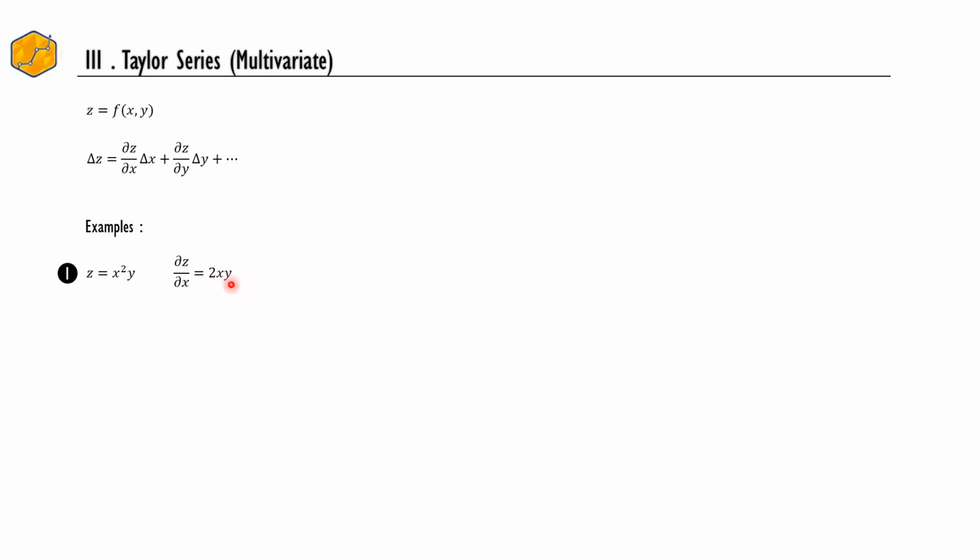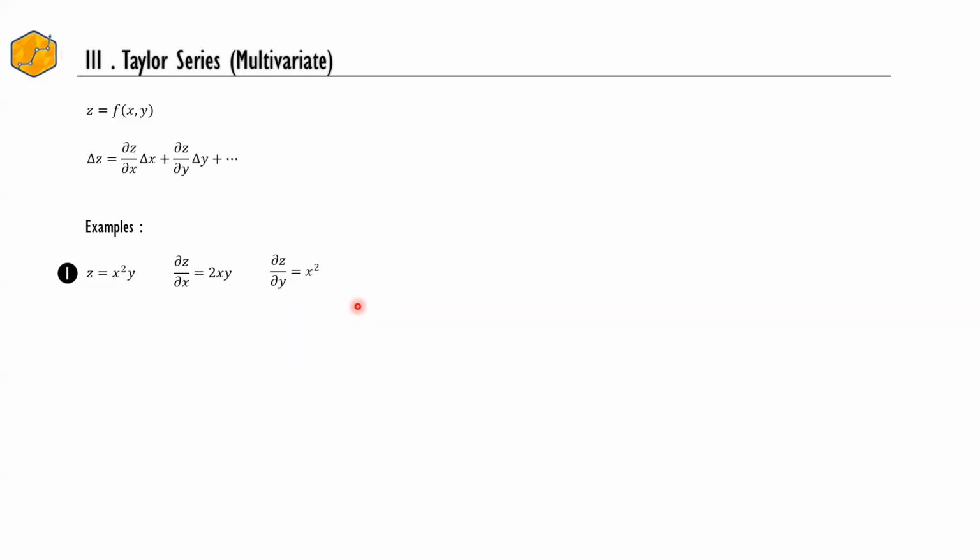We got 2xy, right? Y came out. Y is a constant. Derivative of x square with respect to x is 2x. So this is what it is. Similarly, if you want to do partial derivative with respect to y, x square will be constant. X square came out. Derivative of y with respect to y is 1. All right. So we get x square.